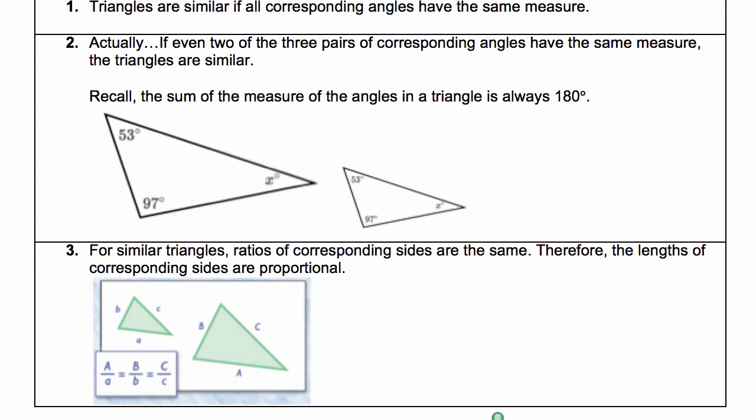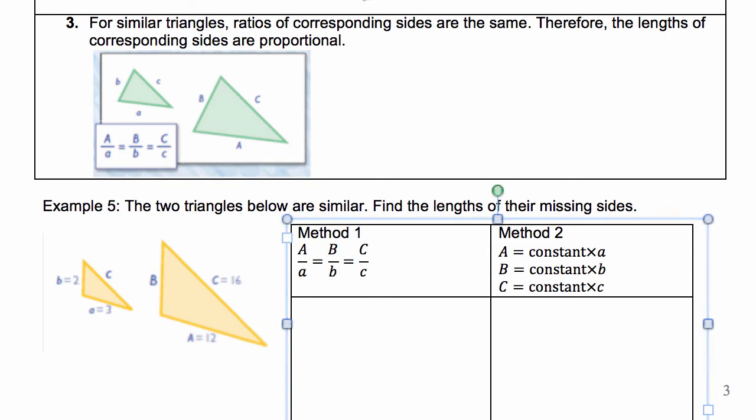Example 5. The two triangles below are similar. Find the lengths of their missing sides. Usually in mathematics and in life, there's more than one way to solve a problem. One method of finding the missing side lengths involves using the fact that for similar triangles, the ratios of corresponding sides are the same. This means 12 over 3 must equal 16 over little c.